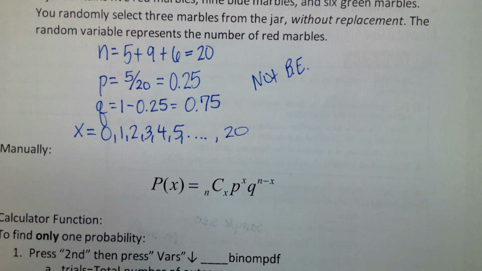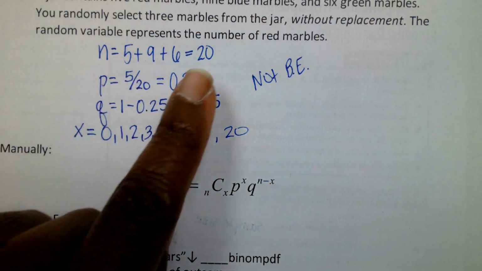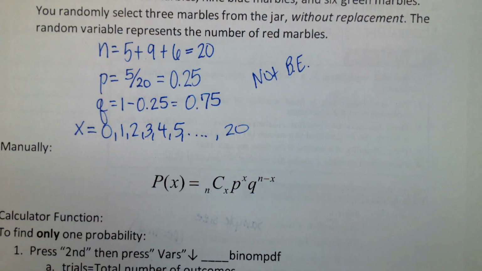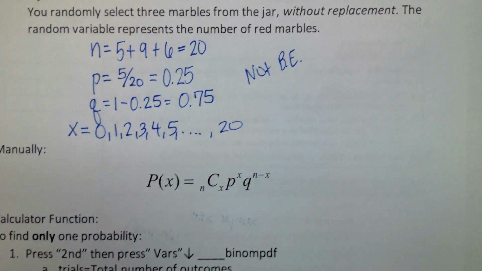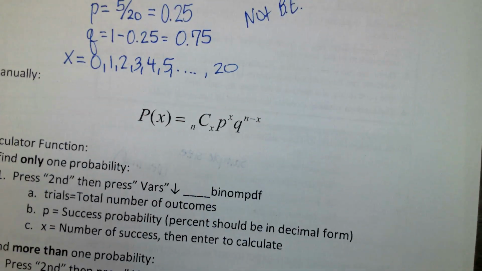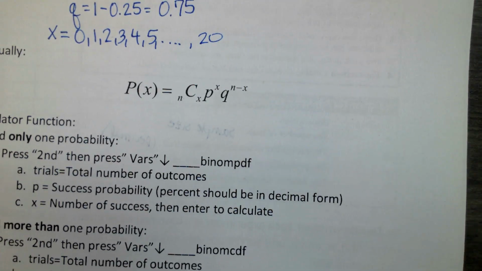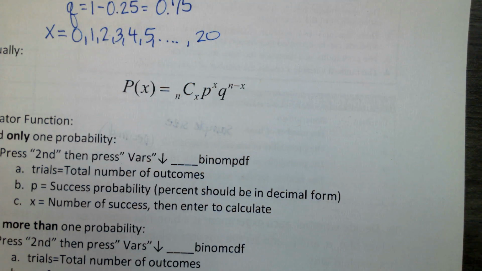For me not putting it back, it's going to change my N, and it's going to change my P every time I try to calculate my probability. So anytime something is not replaced, it is not a binomial experiment. Do not work it out, because your numbers are not going to stay consistent. Okay? Alright, so let's look at how we calculate these binomial probabilities.